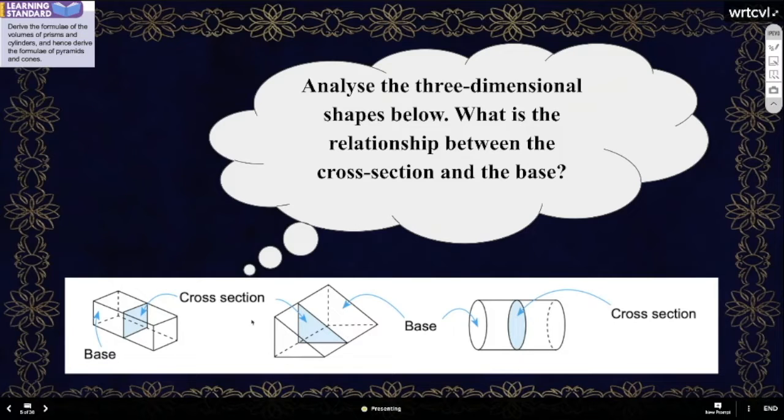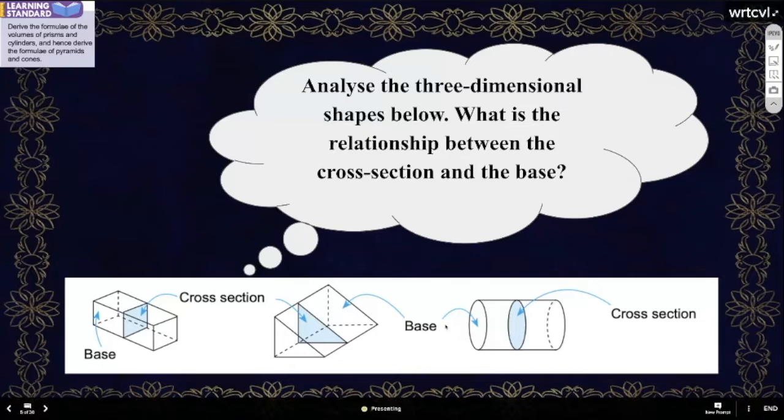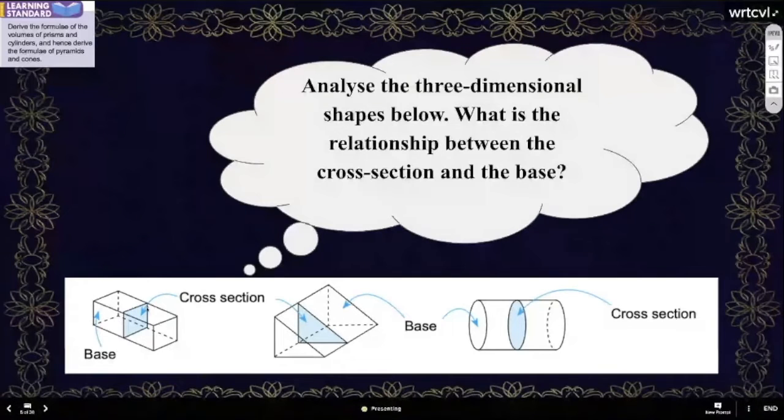You can see the middle one, the drawn part is called the cross section. What is the relationship between the cross sections and the base? Look at the shape of the cross section and the shape of the base of each 3D shape. What is the relationship? Please tell me. You can respond in chat or turn on your mic and tell me. Okay, Keisha said equal in shape. Correct or not? Equal, right? The cross section for the cuboid is a rectangle, right? The front here is also the same. You can see it is the same shape.